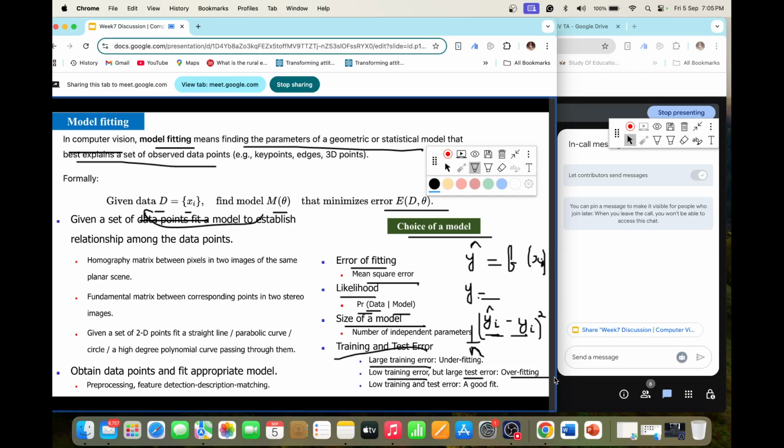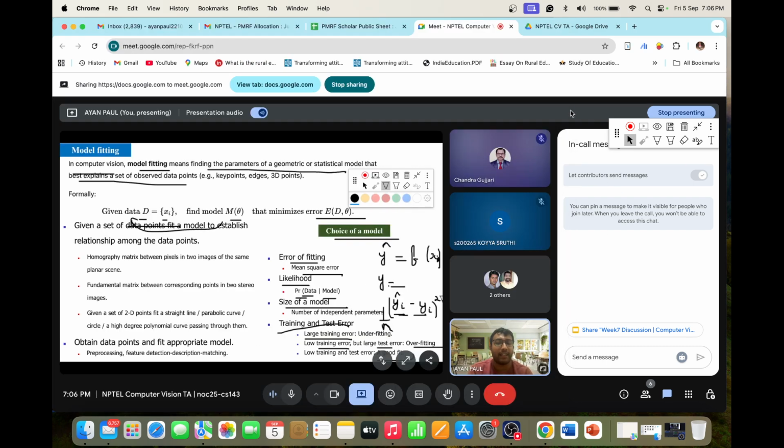Low training error and low test error is our ideal case. From that we get a very good fit. The model is a very good fit. So this is how we talk about training and test error. Is this clear about training error and test error? It is a very important concept.